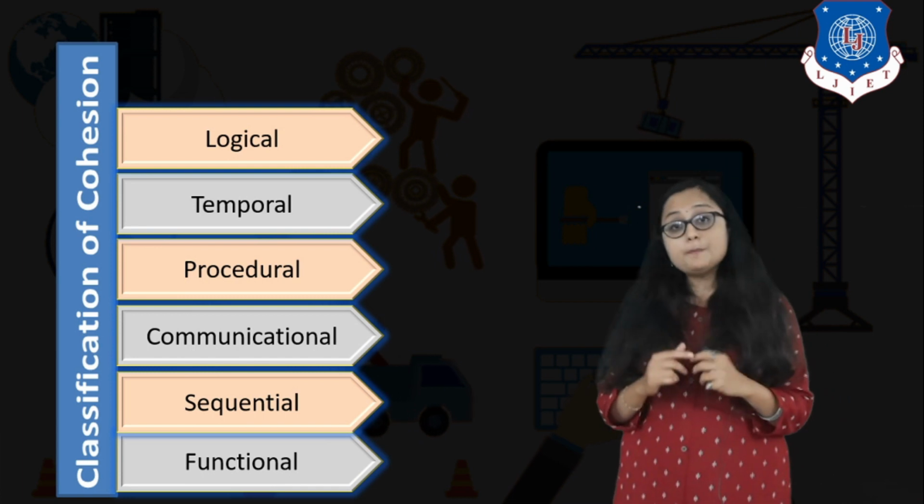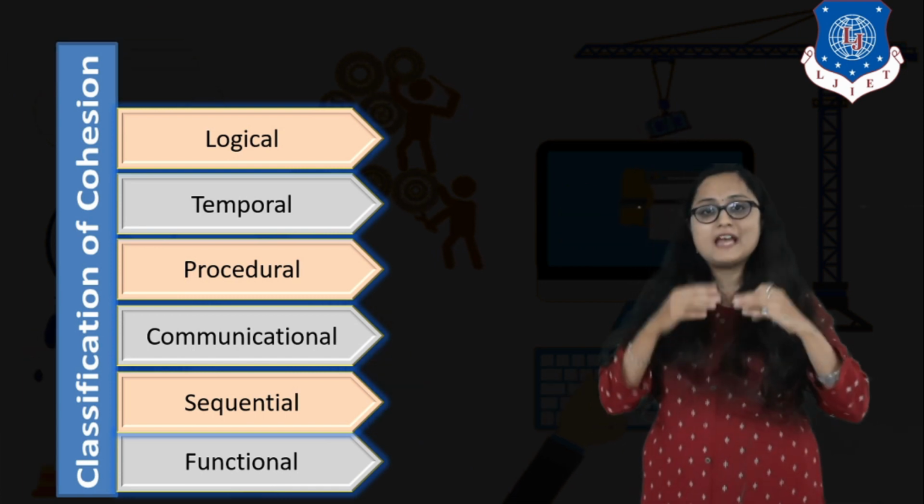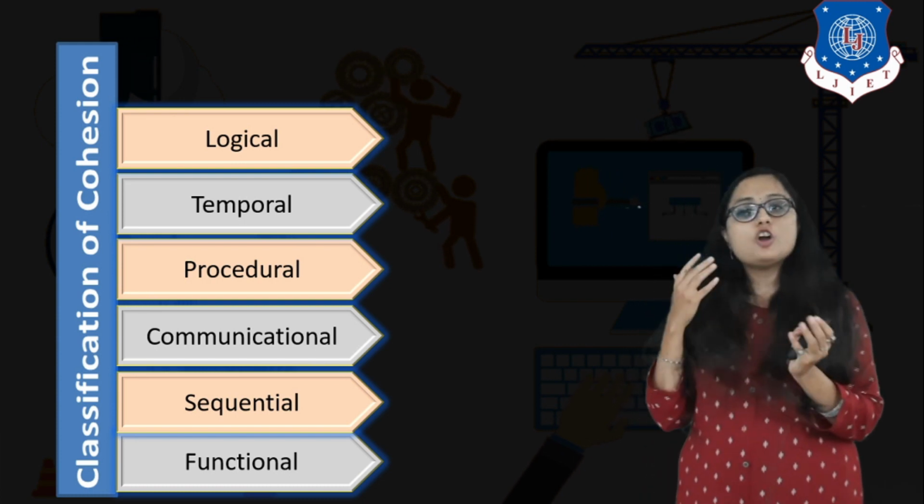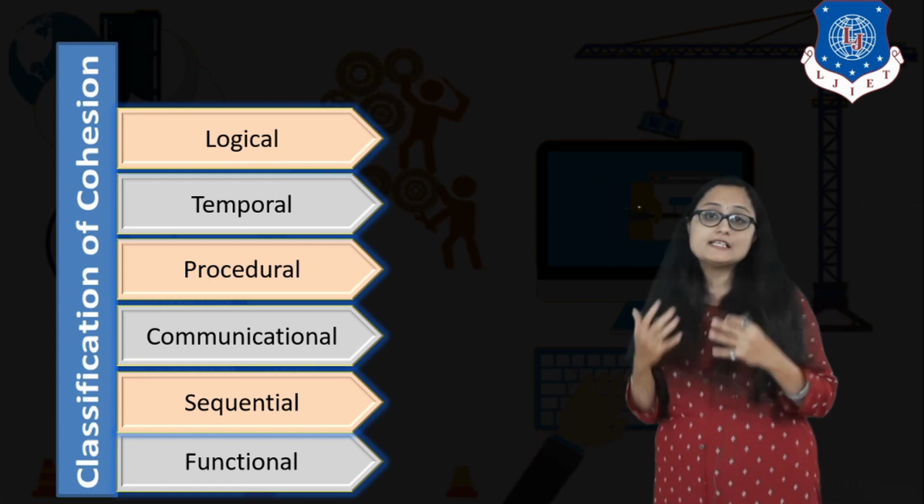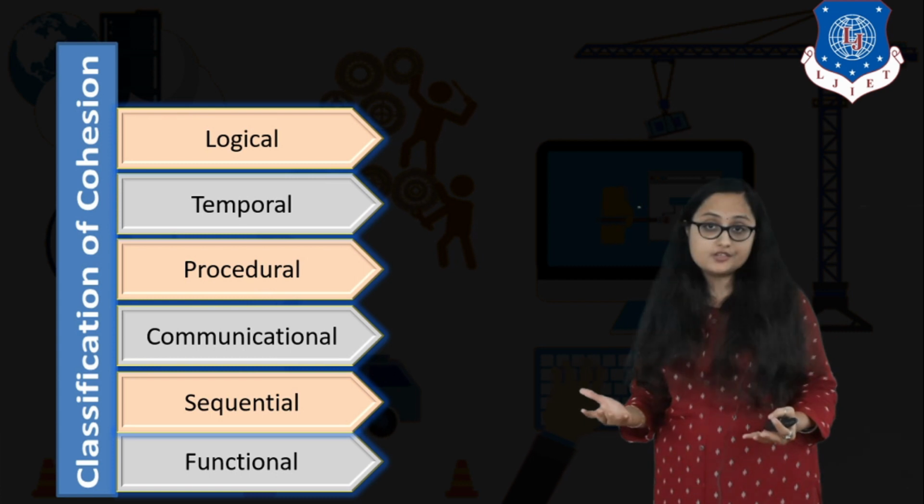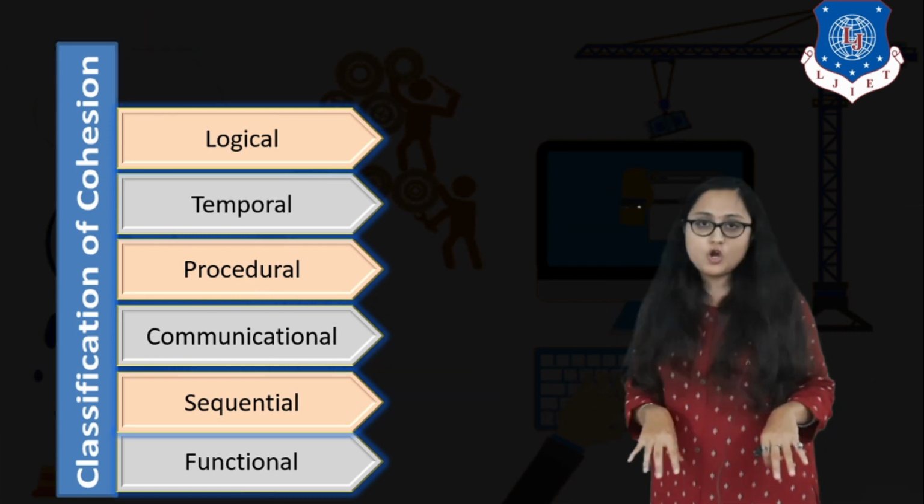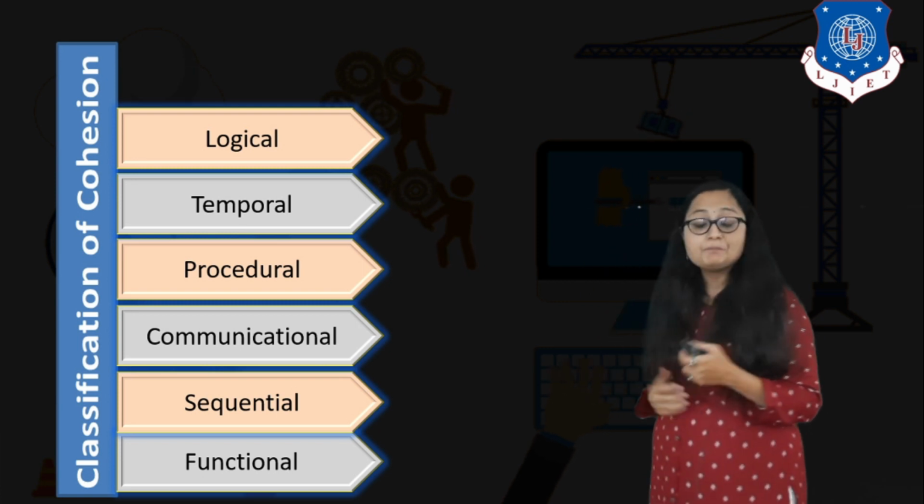But will a person actually go by train and plane at once? No. So they are not related to each other at the same time in the same sequence. Still they are put in a particular module, and that is known as logical cohesion.